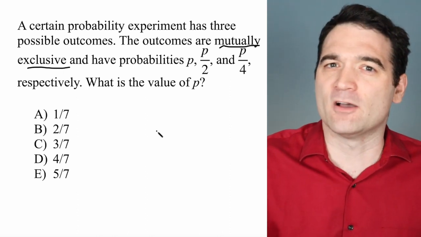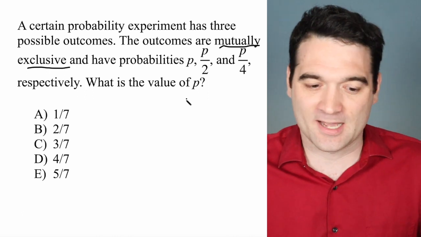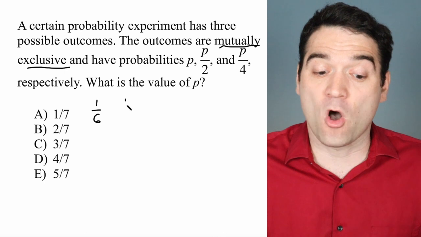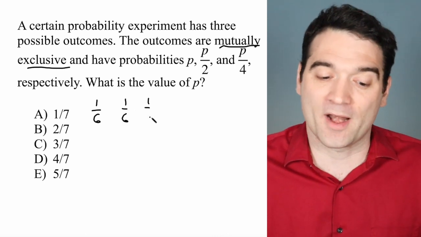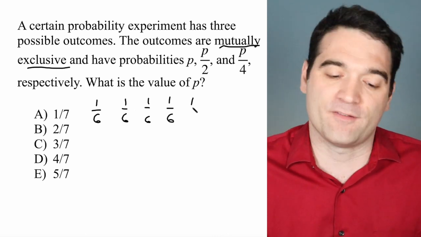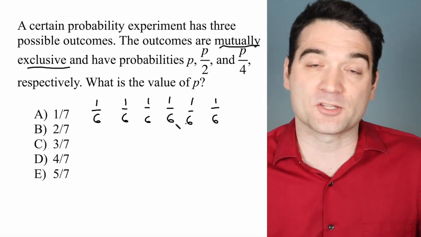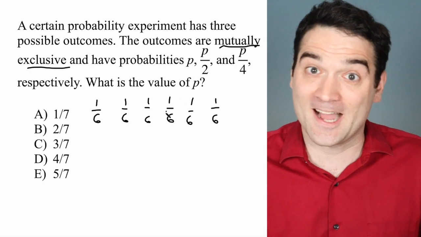What's the probability of rolling a 1 on a 6-sided die? Well, it's 1 out of 6, right? What's the probability of rolling a 2? Also 1 out of 6. A 3, 1 out of 6. A 4, 1 out of 6. A 5, 1 out of 6. And a 6 is 1 out of 6, right? These are all the possible outcomes on a 6-sided die.